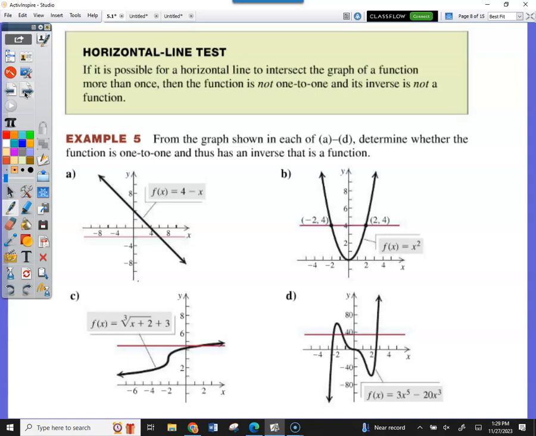So, example A. The function is 4 minus x. Does it pass the horizontal line test? Yes. If I draw a horizontal line anywhere on that graph, it's only intersecting in how many spots? 1. That means it passes. What's the question actually asked? From the graph shown in each of these, determine whether the function is 1-to-1, which tells you that the inverse is a function. So yes, this is 1-to-1. I would like you to do B, C, and D.